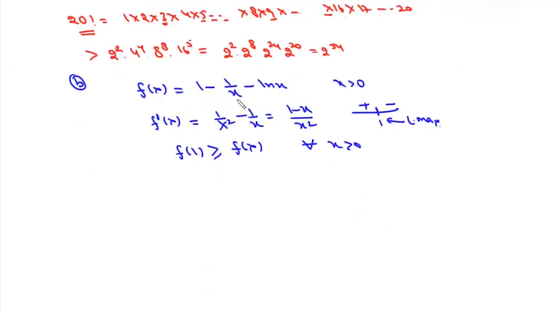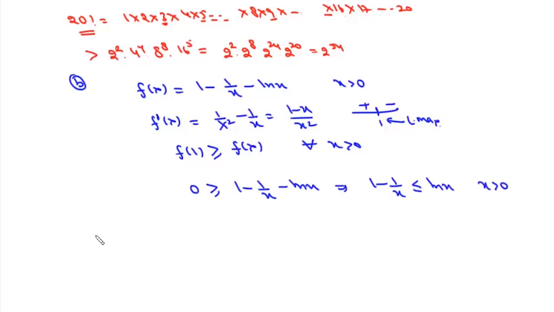Now f1 is 1 minus 1, and log 1 is 0. So 0 will be greater than or equal to 1 minus 1 by x minus log x. So from here we can say 1 minus 1 by x will be less than or equal to log x whenever x is greater than 0.